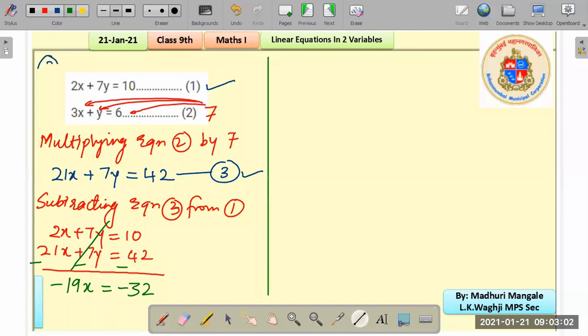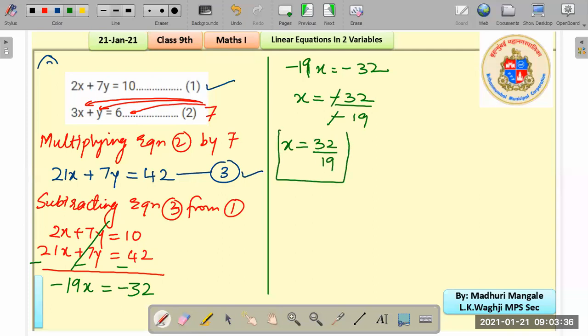What will be the next step? We have got minus 19x equals to minus 32. We have to get rid of the minus 19. So minus 19 is in multiplication over here. It will move to the other side. It will become division. So x equals to minus 32 divided by minus 19. Negative and negative will get crossed out. So we got x equals to 32 divided by 19. 32 over 19. That is the value of x.